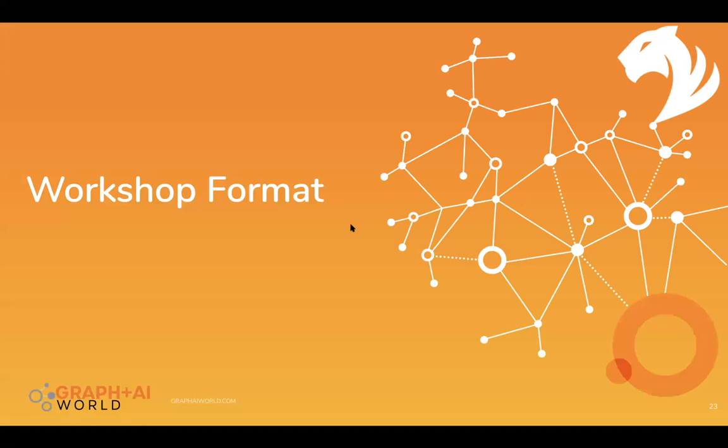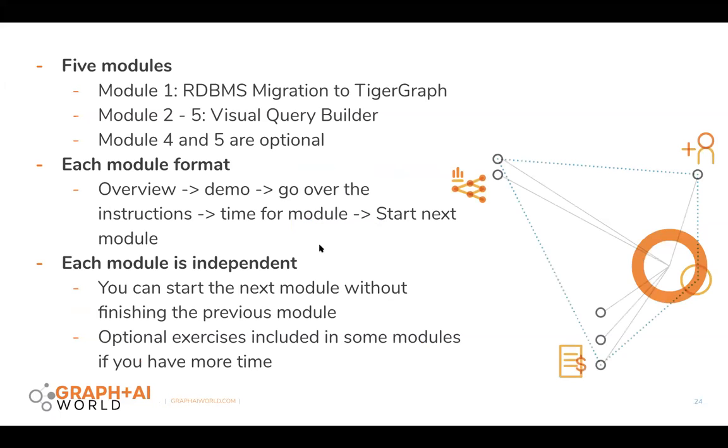I'm going to quickly talk about the workshop format. So we have 5 modules. The first module is RDBMS migration to TigerGraph, which will be led by RB. And then we have modules 2 to 5, which are the Visual Query Builder and the graph patterns that we're going to build. We designed modules 4 and 5 to be optional because they're towards the end of the workshop, so let's see whether we have time to get to 4 and 5.